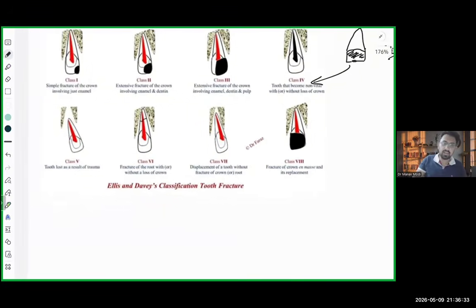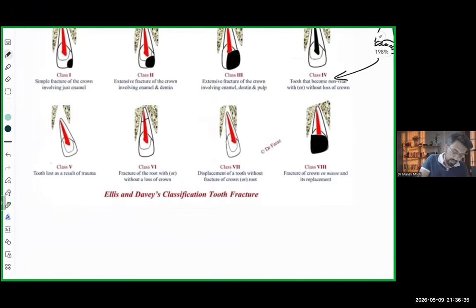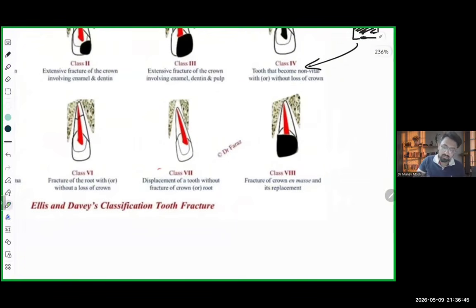Then we have Ellis class 5. Basically, it is a case of avulsion. Then we have Ellis class 6. In Ellis class 6, we have root fracture. Then in Ellis class 7, we have the displacement of the tooth. Ellis class 8, we have crown en masse fracture. And Ellis class 9 are any fractures related to the deciduous tooth.